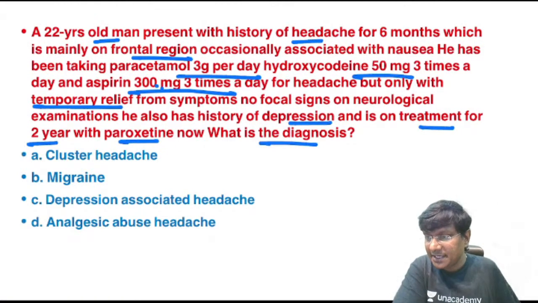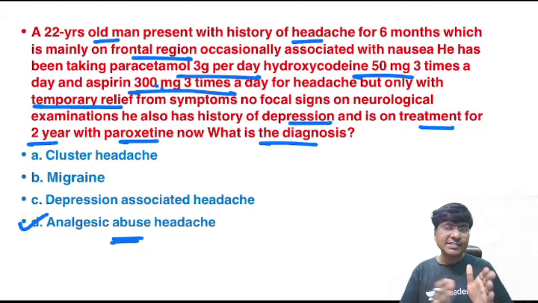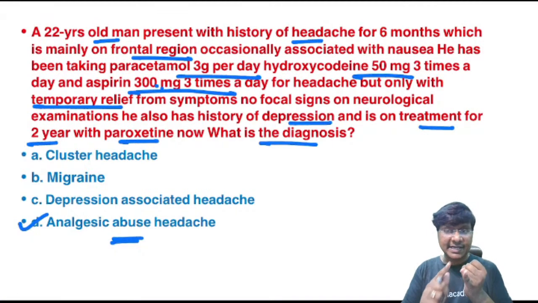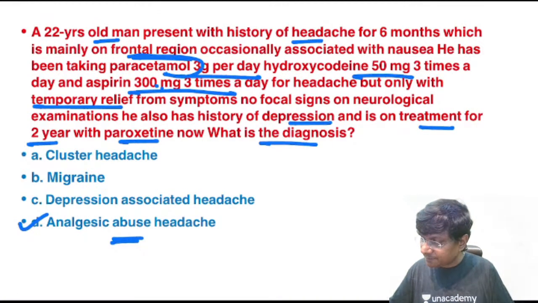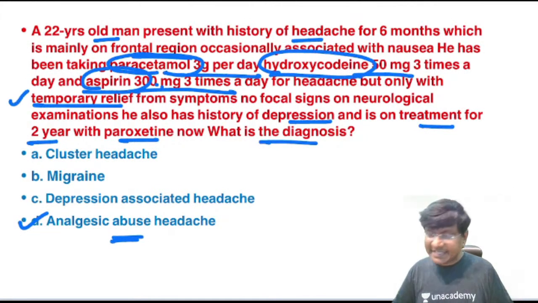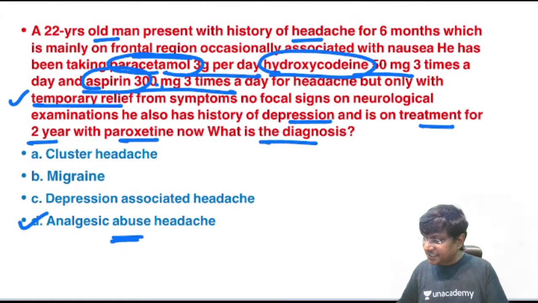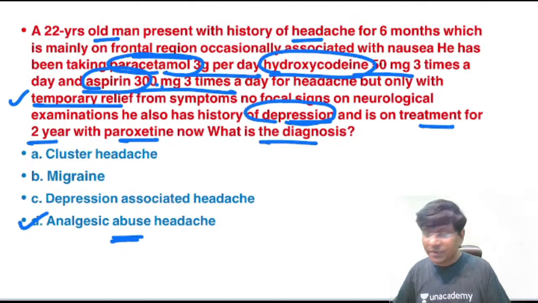Right, so we have MK answering the question correctly. Very good, MK. So the answer is the analgesic abuse headache. Now what will be the points in favor of this analgesic abuse headache? See, the headache will be refractory to analgesics. The patient is taking paracetamol, hydroxycodone, aspirin, but there is temporary relief of headache. Next, along with the headache, the individual will be having anxiety or depression. Our patient is having depression. So these are the points in favor of analgesic abuse headache.